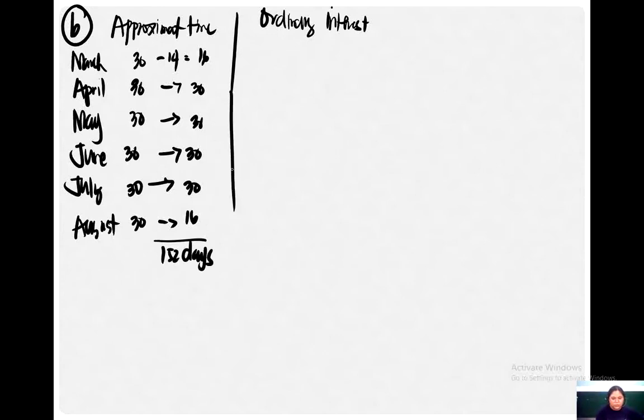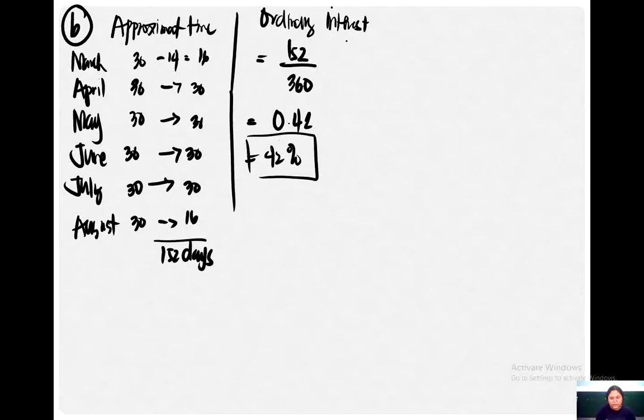Okay, so now let's get the ordinary interest. It is equal to 152 days all over 360. Let's get the quotient. 152 over 360, the answer is 0.42, or simply 42%. So the interest using the ordinary interest and the approximate time is 42%.